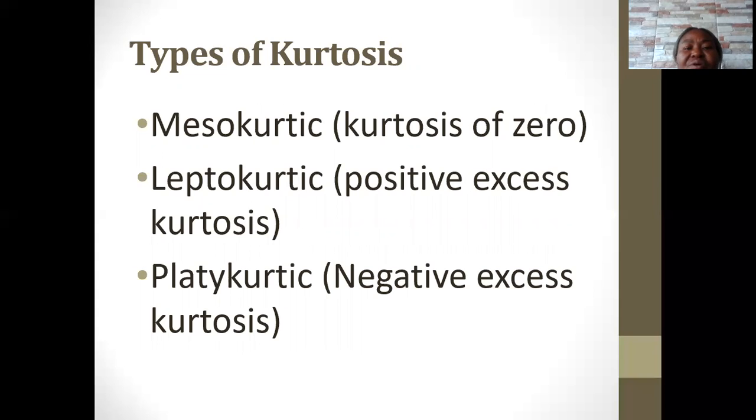Types of kurtosis. You have the mesokurtic, which is kurtosis of 0, leptokurtic, positive excess kurtosis, platykurtic, which is negative excess kurtosis.